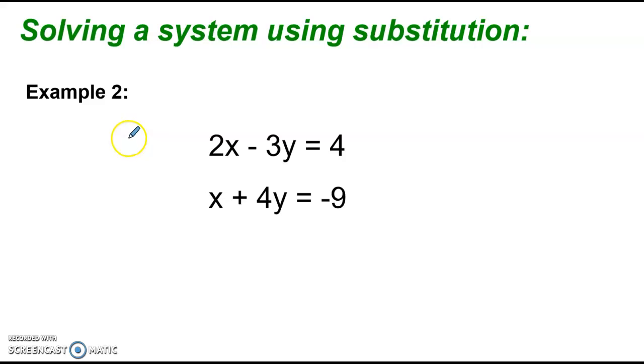Now let's just look at one more example here. And I'm going to show you a slightly different way of solving it. We're still using this same method for today. It's substitution. And you can see, once again, we have two equations here. No graphs or anything. We have to solve it algebraically. But I want you to take a look at this first.